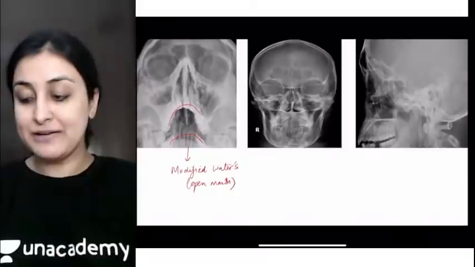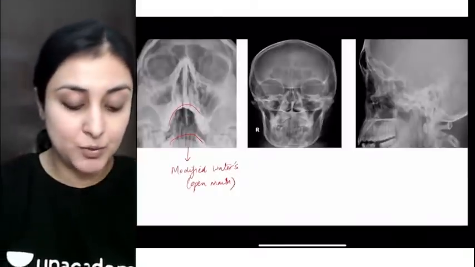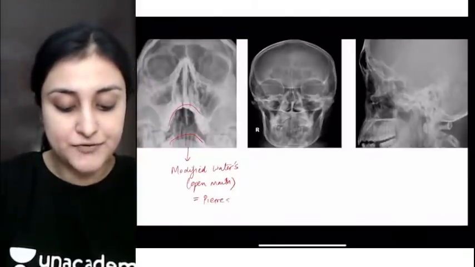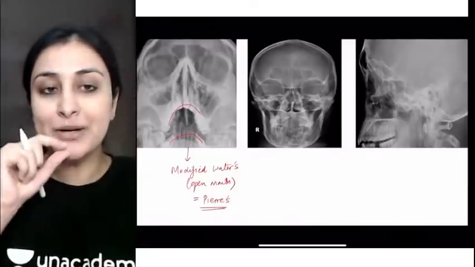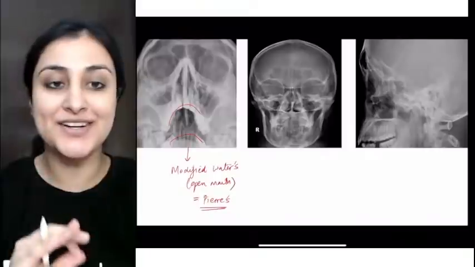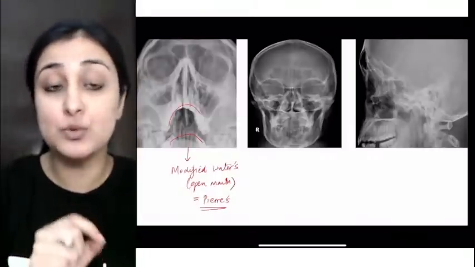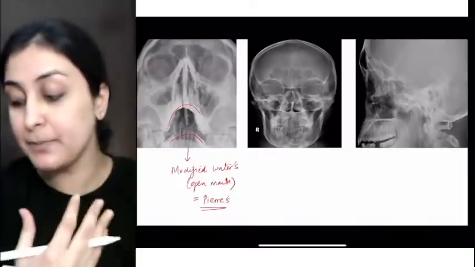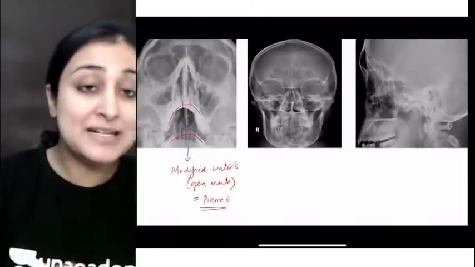One person also gave a name to it. Open mouth Waters or modified Waters is also called a Pierre's view. The same kind of view, but with the mouth closed, becomes a traditional Waters view. So if they ask you what this view is, the correct, precise answer would be that it's a Pierre's view. What is it best for?